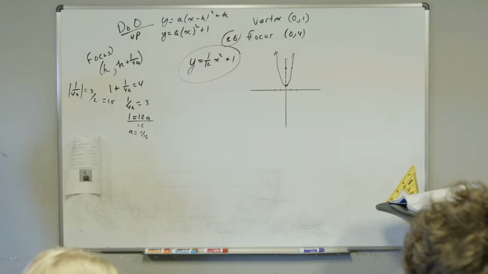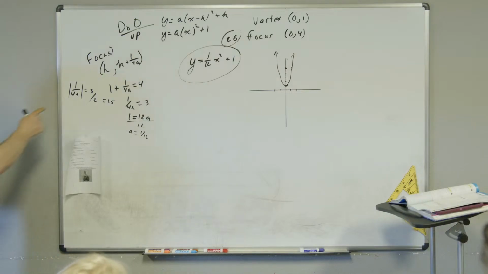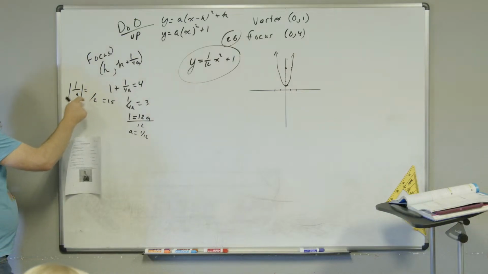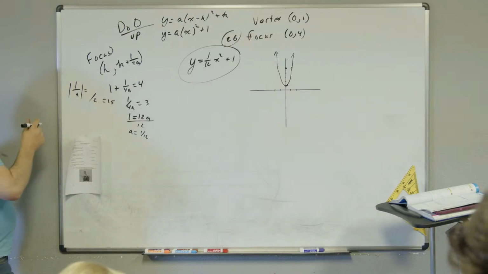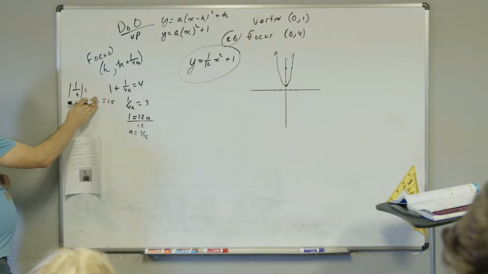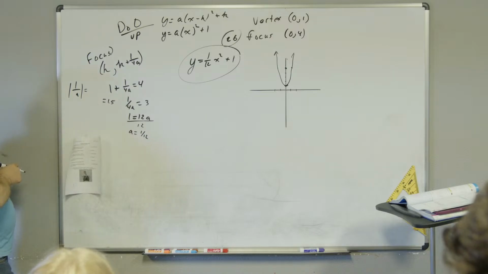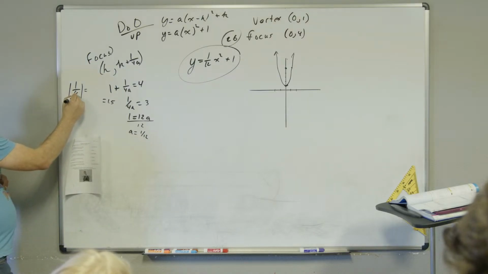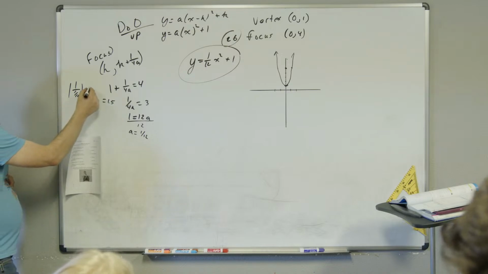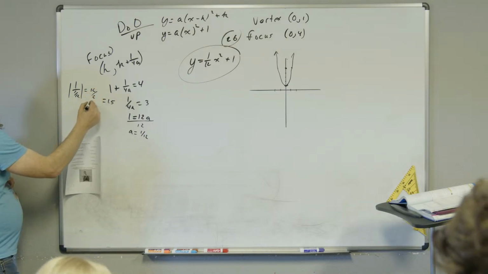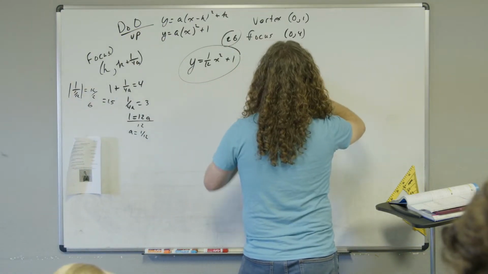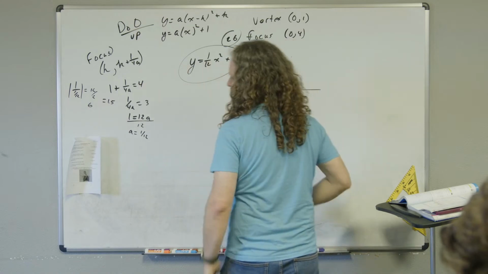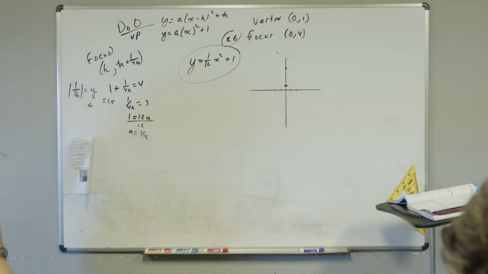1 over a, which is not 3. It's 12. A is 1/12, so 1 over 1/12 equals 12. Half of that is 6. Yeah, that checks out. So you count over 6 and connect the dots.